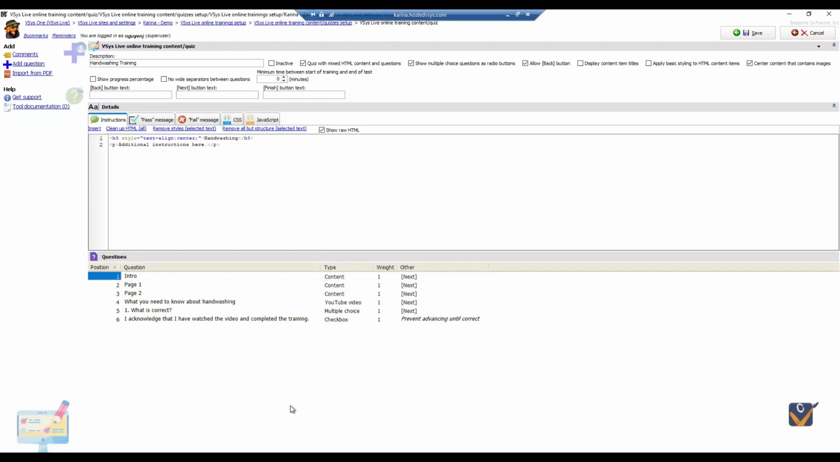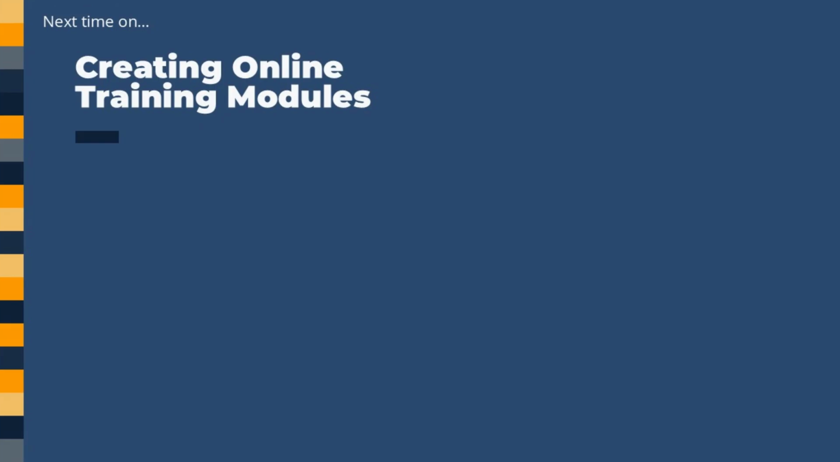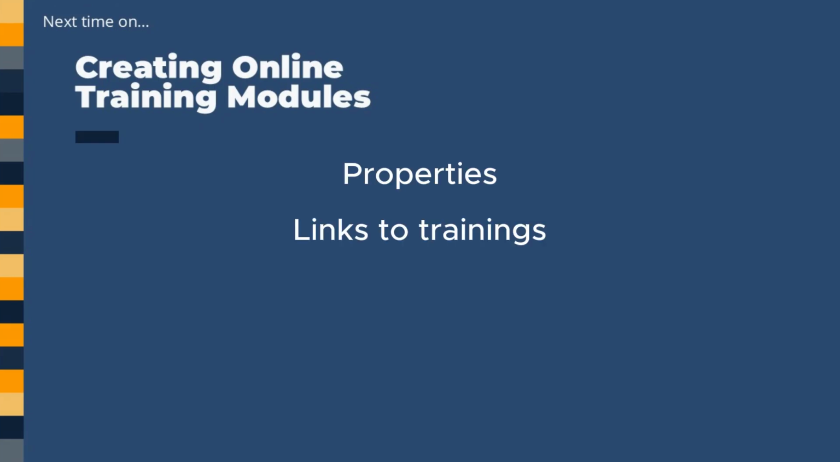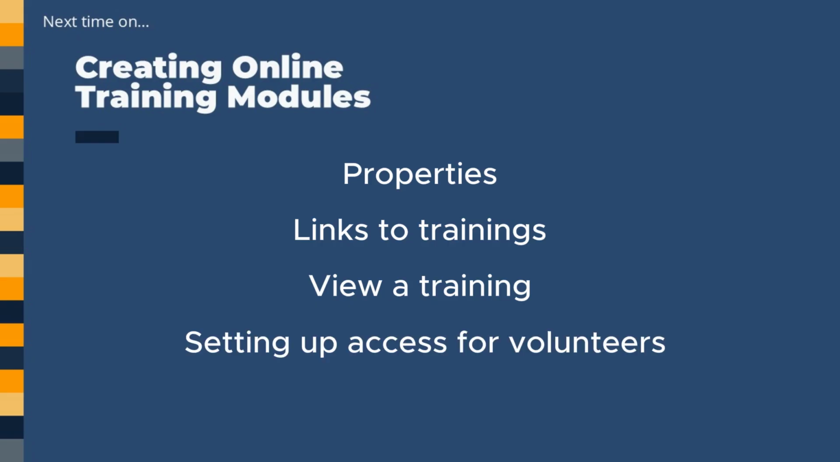But once you have all of your content, we're going to want to hit save. So I'm just going to hit save and stay here because we want to keep that to the screen. But that is essentially the basics of how to create an online training quiz. And the next part of the training, that's where we're actually going to set up the properties, create the link to the online training. We'll be able to view what the training looks like. And then we'll also be going over setting up access for the volunteers to actually take the training.